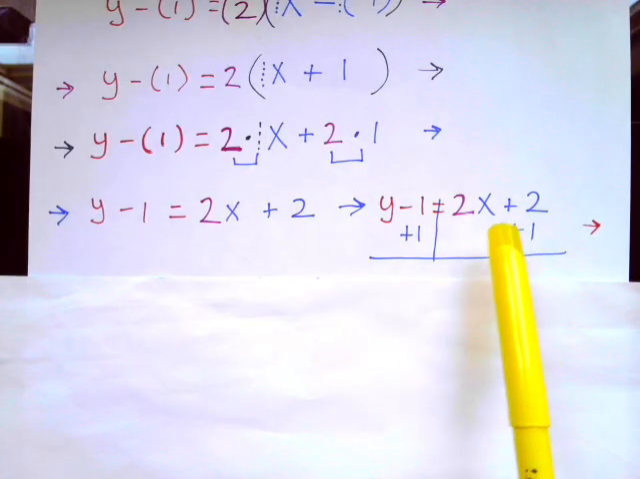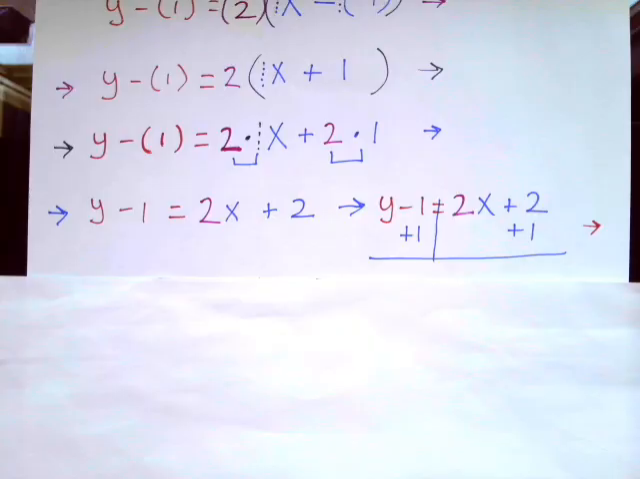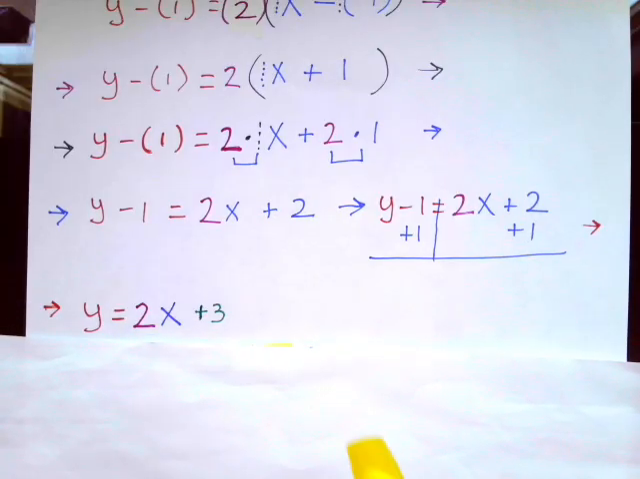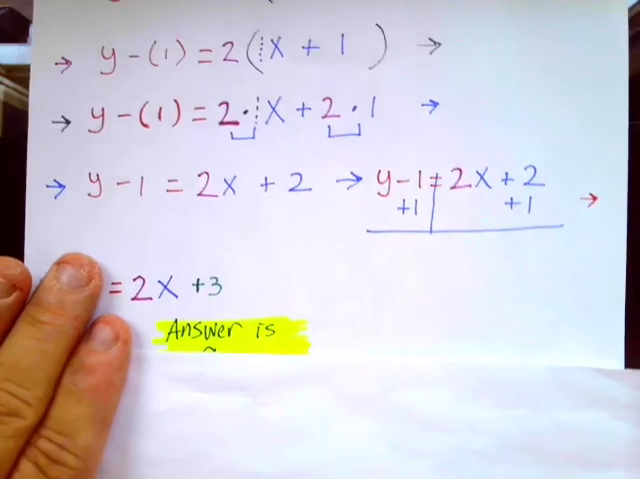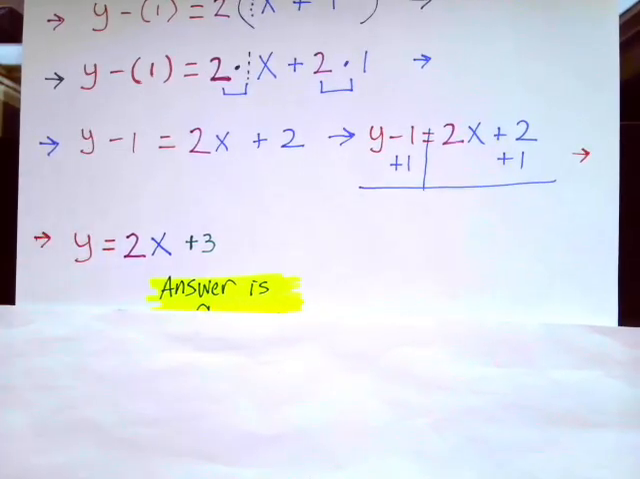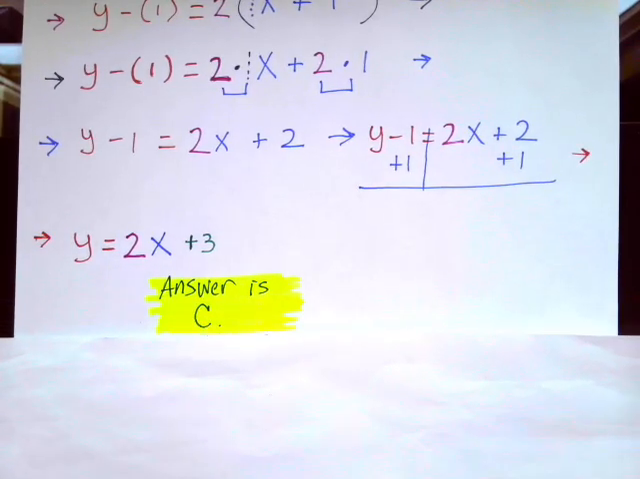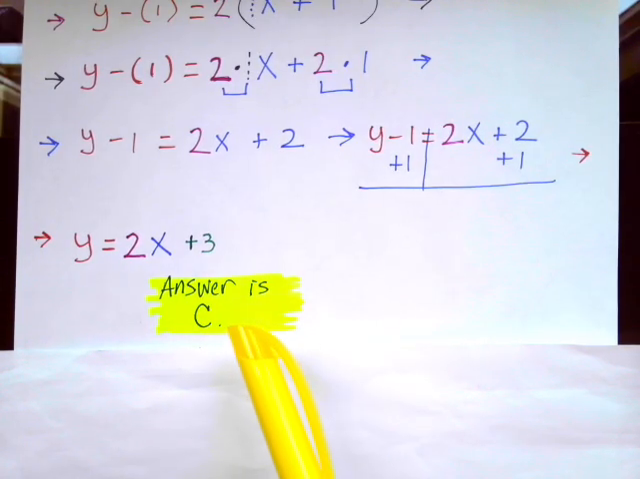Y equals 2x. 2 plus 1 is 3. I'm showing you that down here. Y equals 2x plus 3. Your answer for that second question using this method of solving the problem is still going to be C. Y equals 2x plus 3.